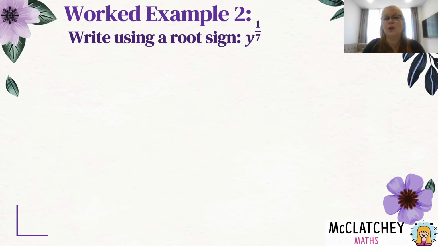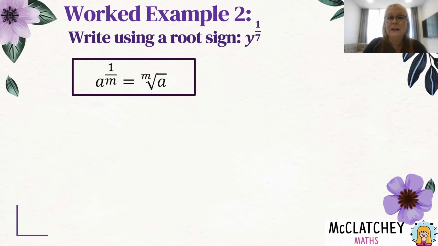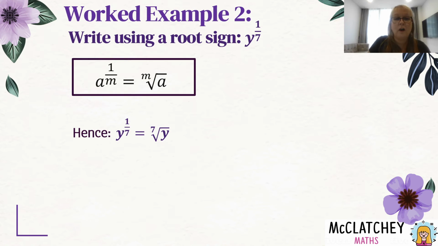Okay, worked example 2, we're now getting into some algebra. Writing y to the power of a 7th using a root sign. So once again, here's our rule. So this a is our base, and this y here is our base. So we're going to just simply replace that with a y under the root sign. And the 7 is where the m is here, so there's going to be a 7 here as well. So it becomes the 7th root of y. So get yourself familiar with the language that I'm using as well, calling it the 7th root, or if this was a 5 here, it would be the 5th root. If it was a 3, it's the cubic root, and so on.